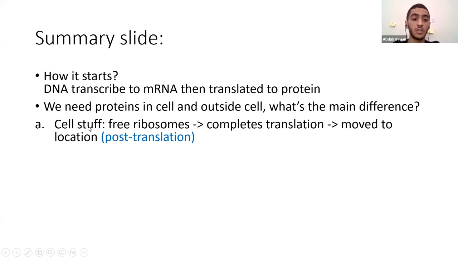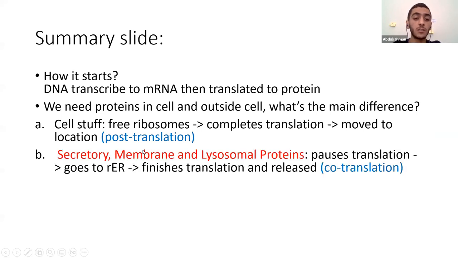If it's going to be used inside the cell, the process of translation starts in free ribosomes, where it's going to complete the translation. The protein is made, prepared, and all ready. Then it's going to move over to the location where it needs to function. So it's a post-translation translocation process.